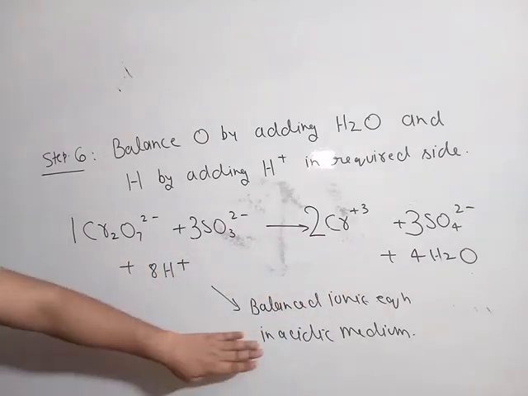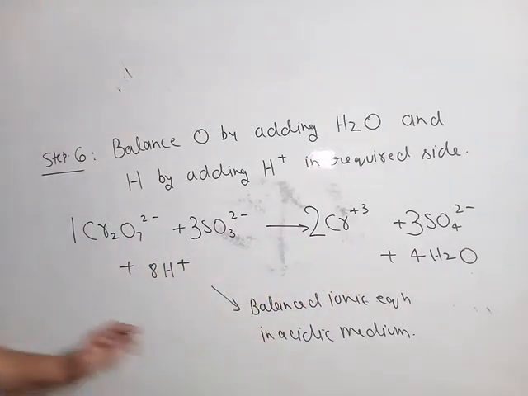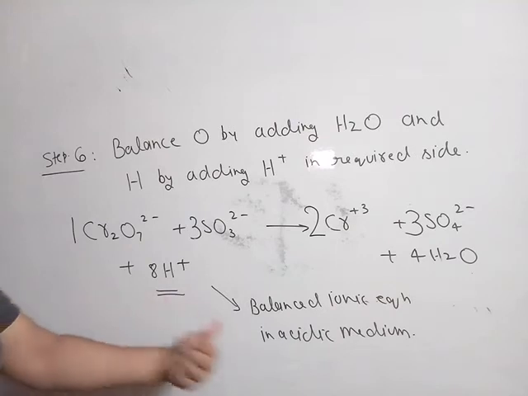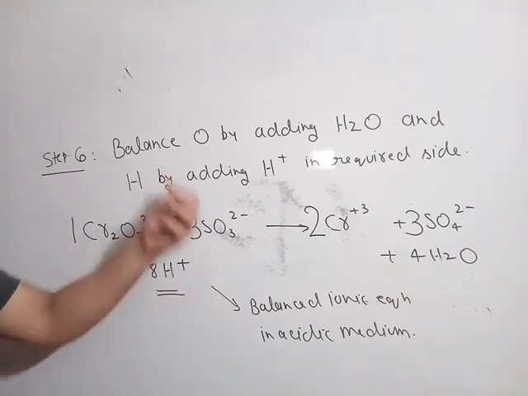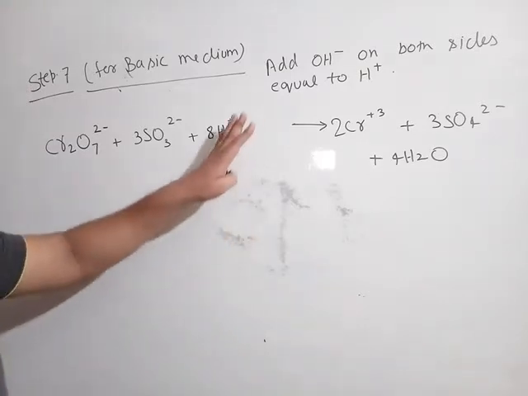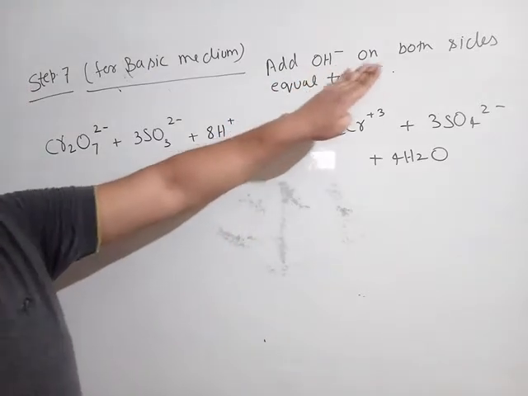So that is the balanced ionic equation in acidic medium, because on the LHS we have seen that we are having H plus. What will happen if we have to balance the equation in basic medium? We'll see that after this part. For the basic medium, I just say here, add OH minus on both sides.